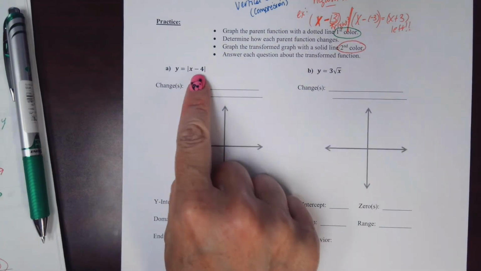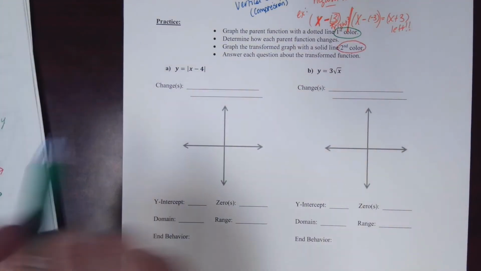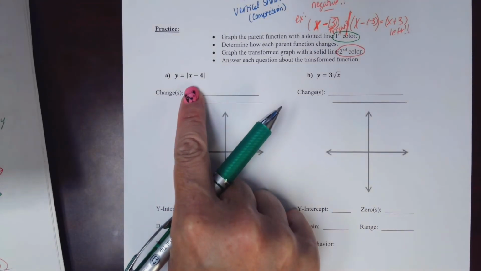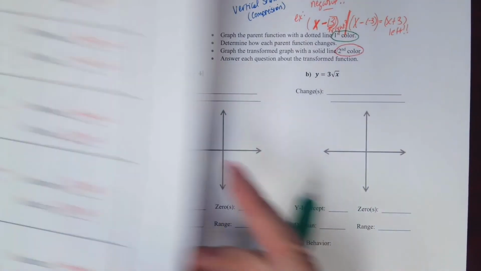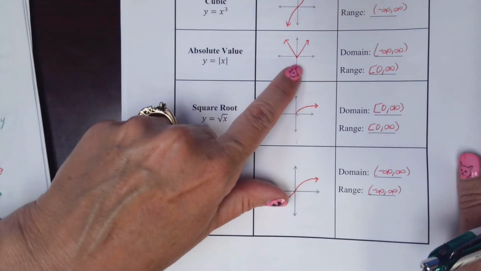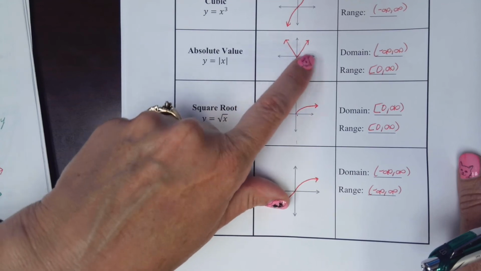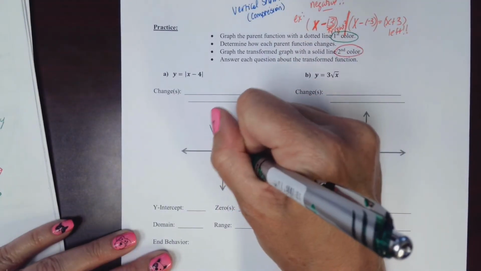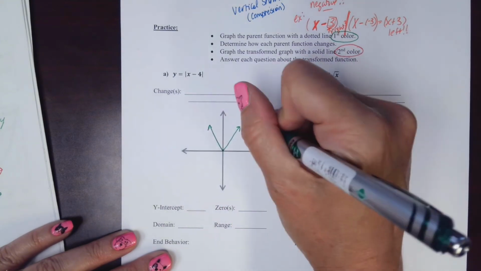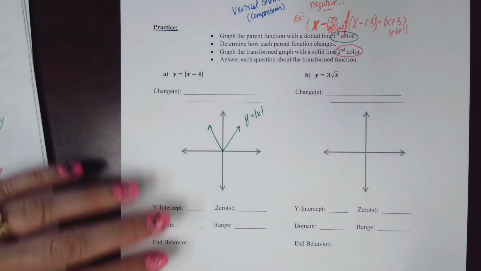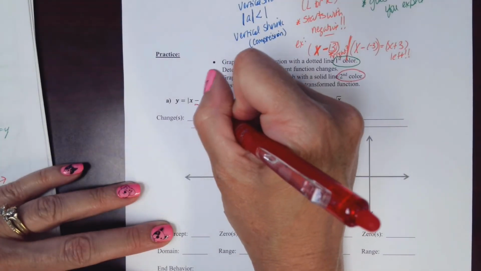Okay, here is my function, y equals the absolute value of x minus 4. Well, this is not a parent function, but it's got those lines. Those lines represent absolute value. The absolute value parent function is a V centered on the origin opening up. There's my parent: y equals absolute value of x. My transformation is happening right here.